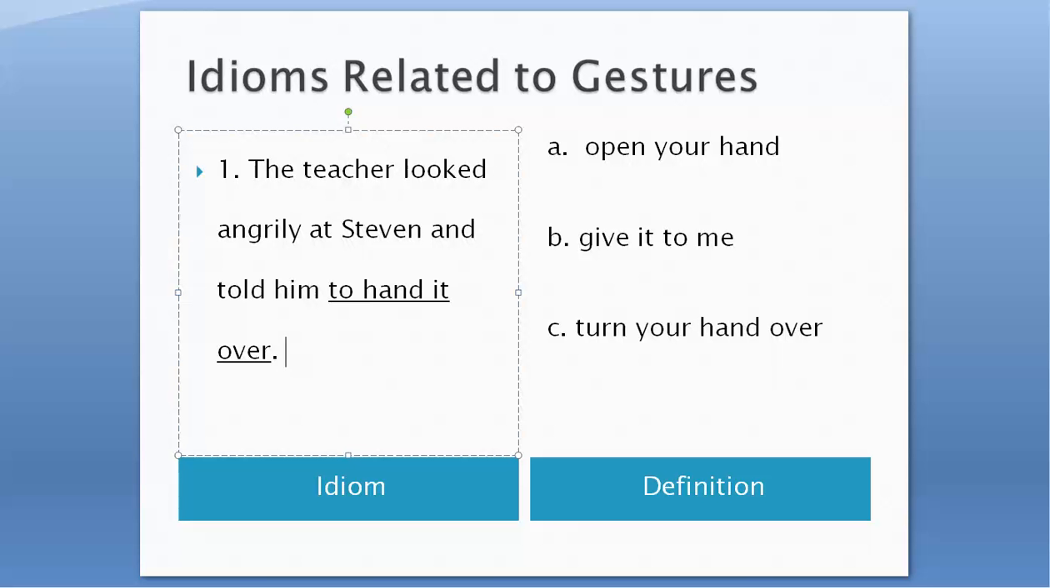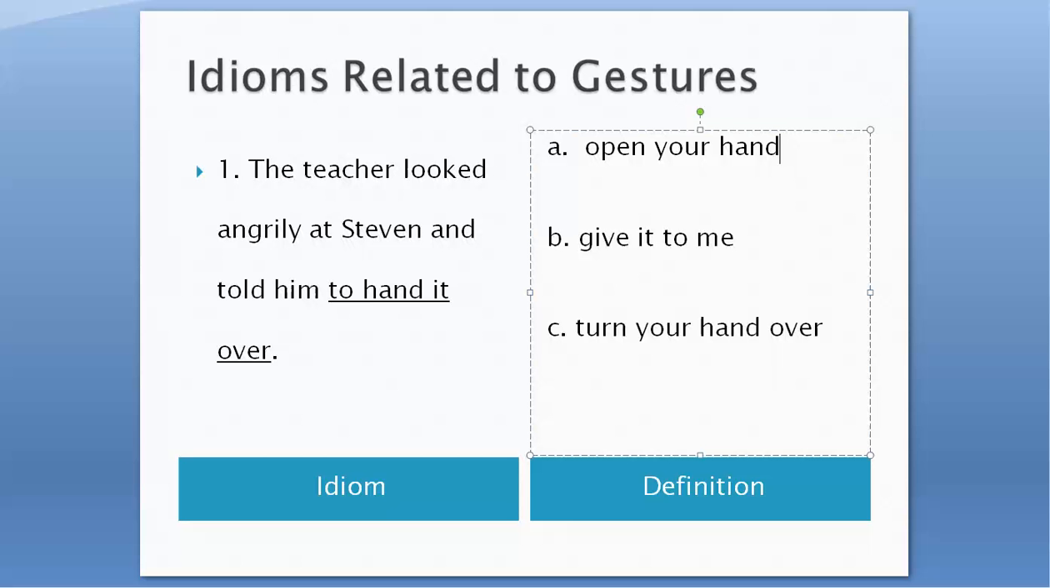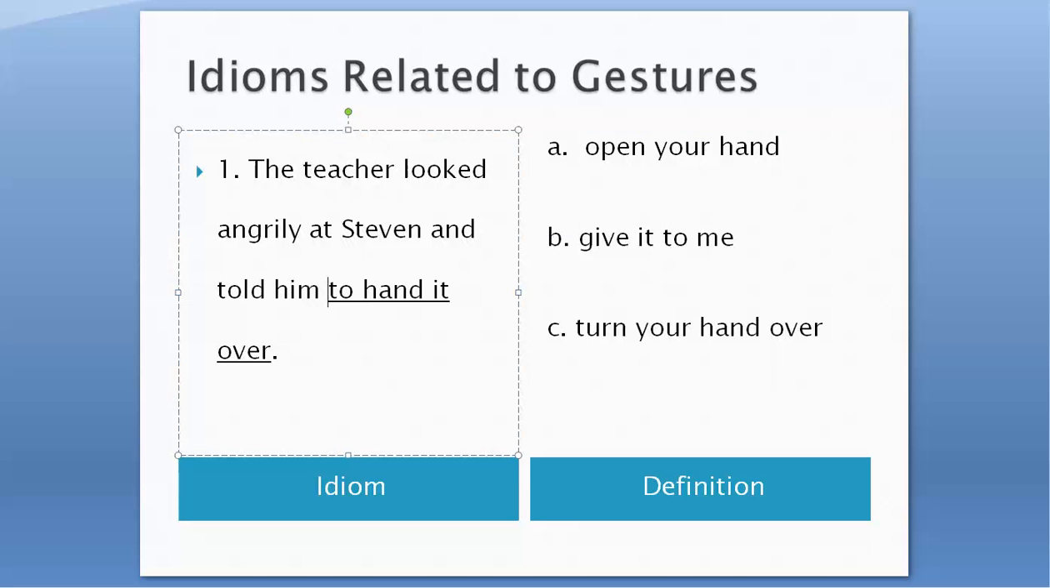It has a secret meaning behind it. Can you guess what the meaning is? Does it mean open your hand, give it to me, or turn your hand over? Again, an idiom, it has a meaning that's not literal. Okay, so what do you think? The teacher looked angrily at Stephen and told him to give it to me. B. If you got that answer, good job. Hand it over means give it to me.